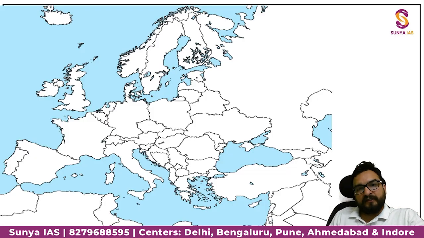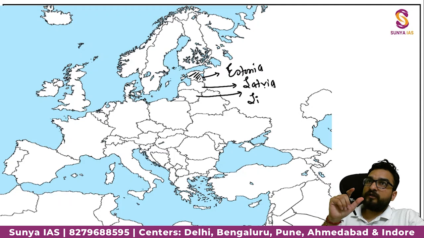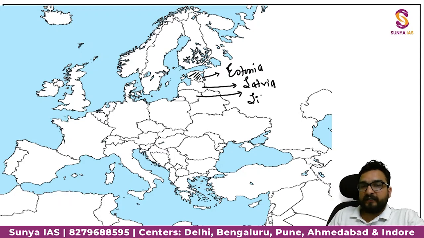Draw it over here, guys. Can you tell me this particular part? If I ask you, just write the country's name first. Estonia. Then Latvia, guys. These are two L over here. And this is your Lithuania. LA will come first, LI will come later on. So if you confuse between Latvia and Lithuania, think like that.